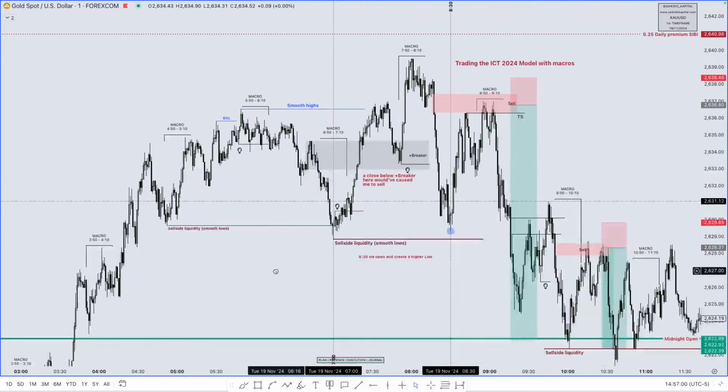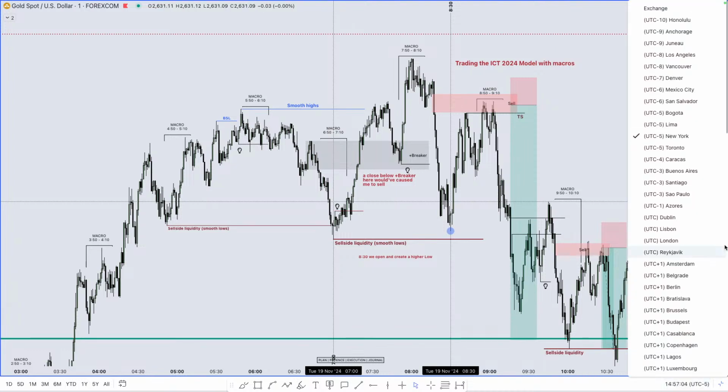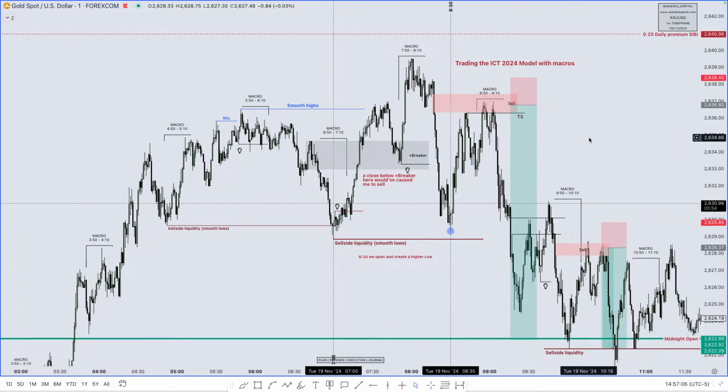So midnight open is the opening price at 12 o'clock New York time. Everything is in New York time because the algorithm, this is the algorithm. This is not buying and selling pressure, okay? This is the algo.